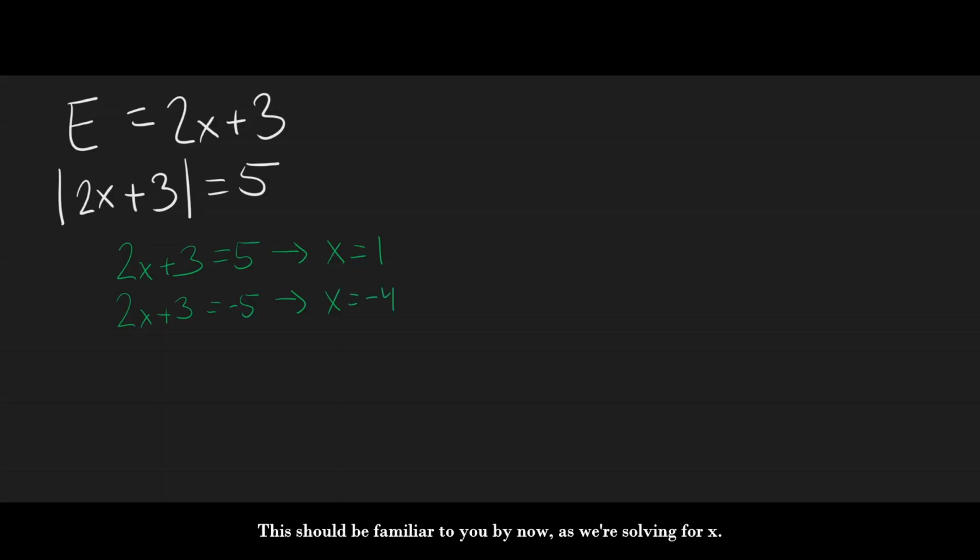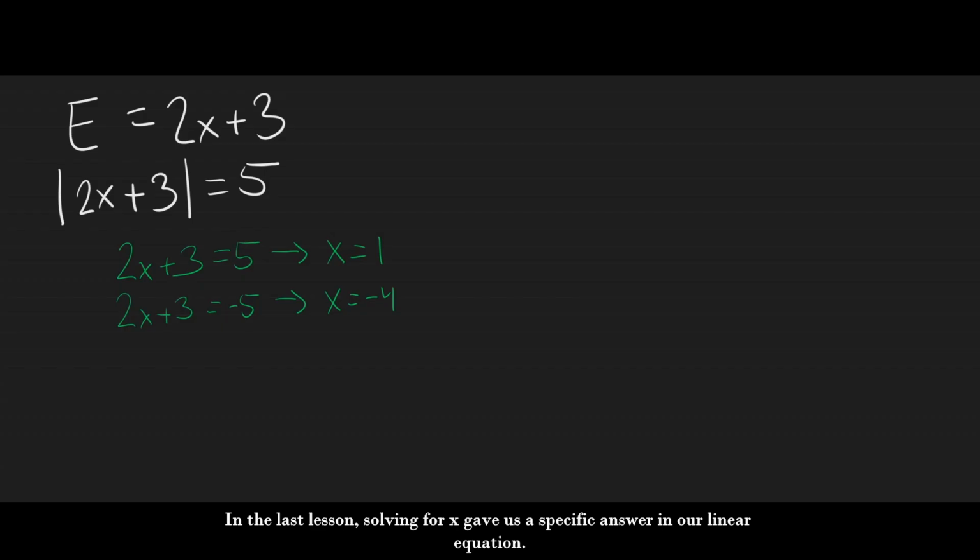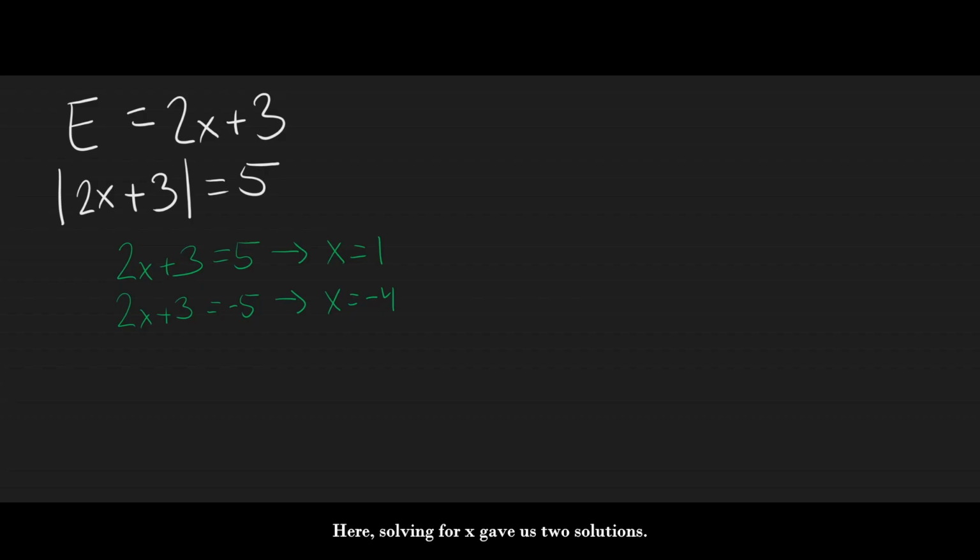This should be familiar to you by now as we're solving for x. In the last lesson, solving for x gave us a specific answer in our linear equation. Here, solving for x gave us two solutions. But what do these two solutions mean? We won't cover graphs until next unit, but let's get a sneak peek.